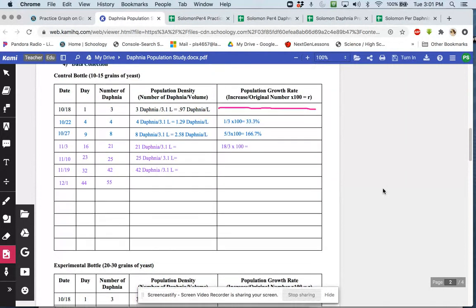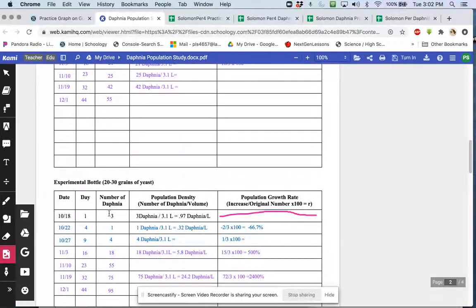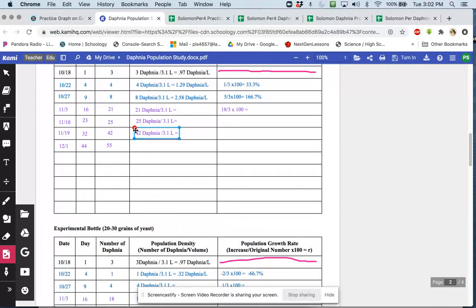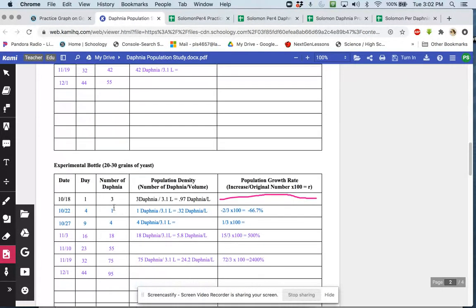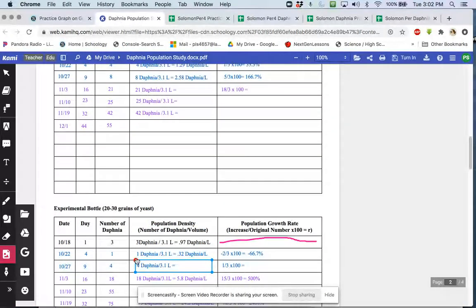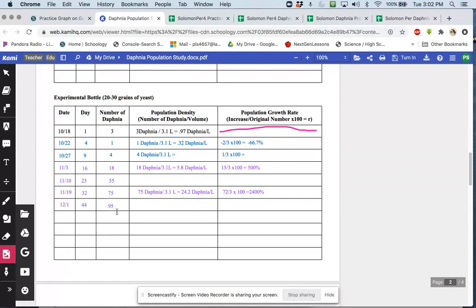Over time, we have been measuring how many Daphnia. I've been counting them up. Every time I count, I record what day it is of the experiment and how many Daphnia are in the bottle. Both bottles started on day one with 3 Daphnia. Then every time I would count for both bottles. On day 4, there were 4 Daphnia in the control and 1 Daphnia in the experimental bottle. 2 of my original ones died. That's what we've been doing up until the very last day of the data, which is day 44. And you can see the result. We ended up with 55 Daphnia in the control and 95 Daphnia in the experimental bottle.